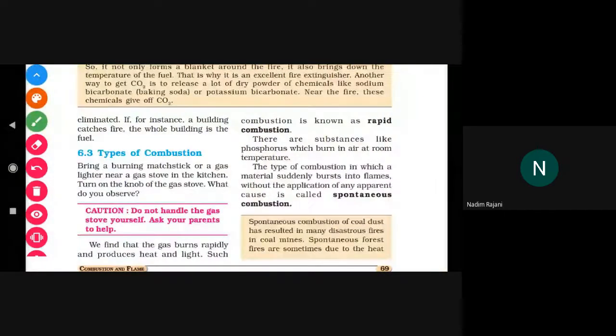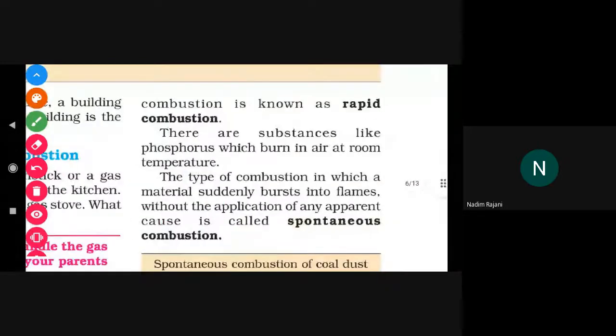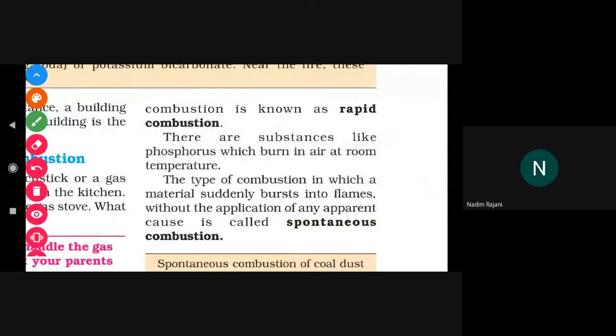Such combustion is known as rapid combustion. There are substances like phosphorus, which burn in air at room temperature. The type of combustion in which a material suddenly bursts into flames without the application of any apparent cause is called spontaneous combustion.